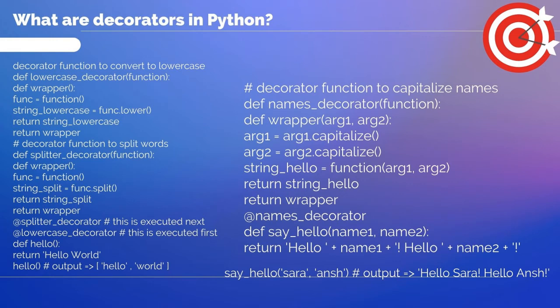What are decorators in Python? Decorators in Python are essentially functions that add functionality to an existing function without changing the structure of the function itself. They are represented by @decorator_name in Python and are called in a bottom-up fashion.